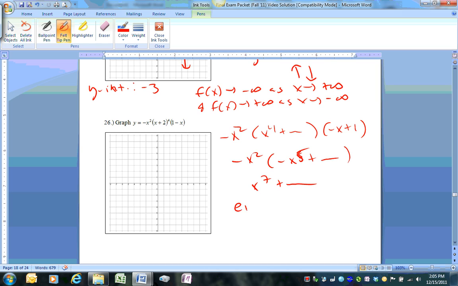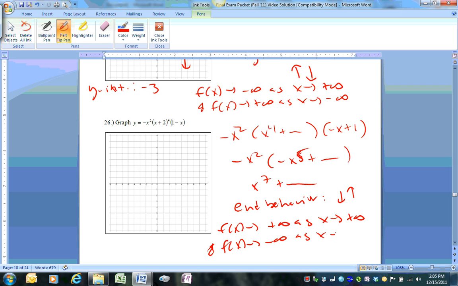So the end behavior, this time we expect to be down up. Odd degree, positive leading coefficient. So when x gets really big, we expect y to go up. f of x approaches positive infinity as x approaches positive infinity. And f of x approaches negative infinity as x also approaches negative infinity.